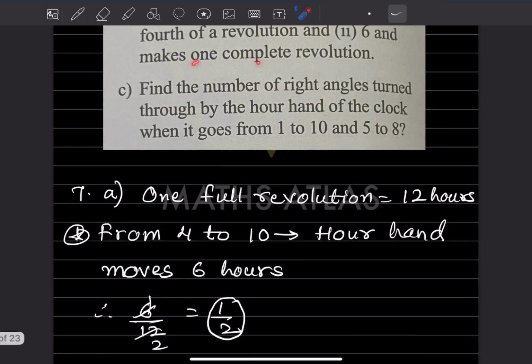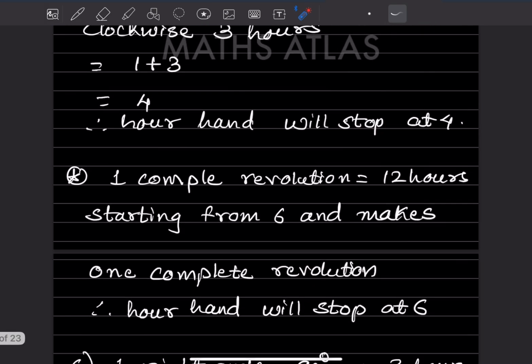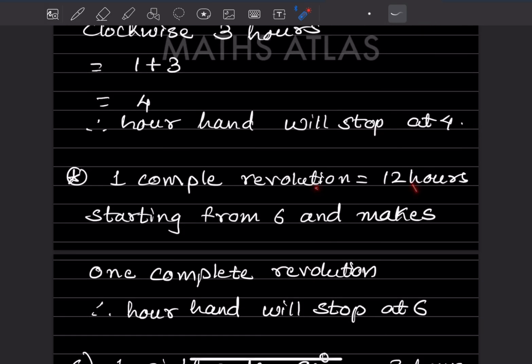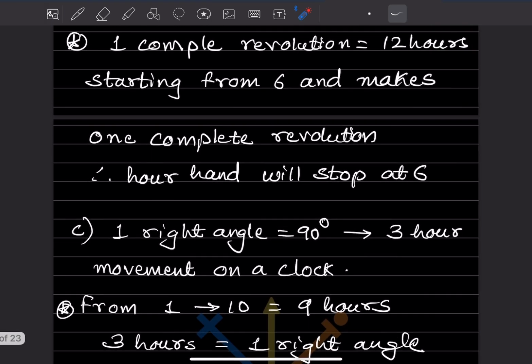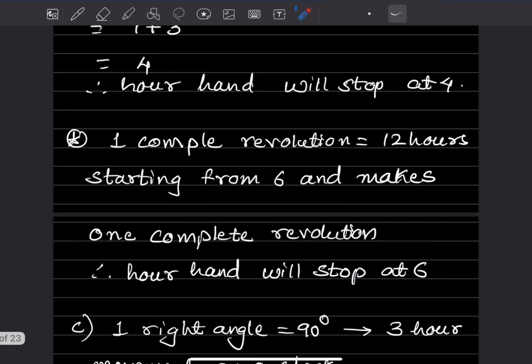6 and makes one complete revolution. So now one complete revolution is 12 hours, and starting from 6 and making one complete revolution means it is going to start at 6 and again come back to 6. So our hand will stop at 6. So this is clear to you.